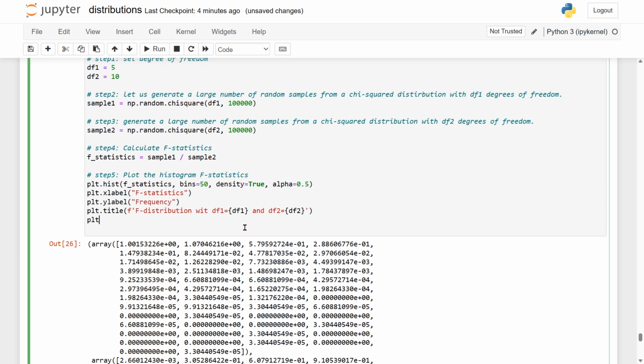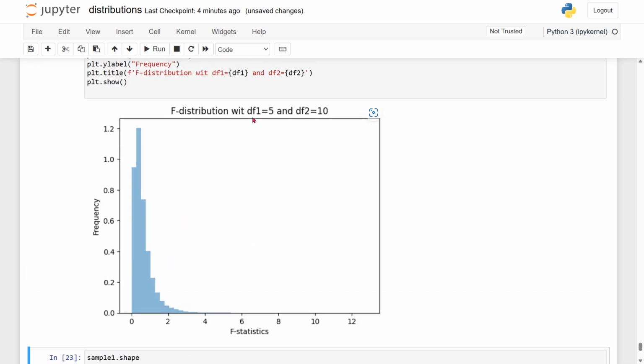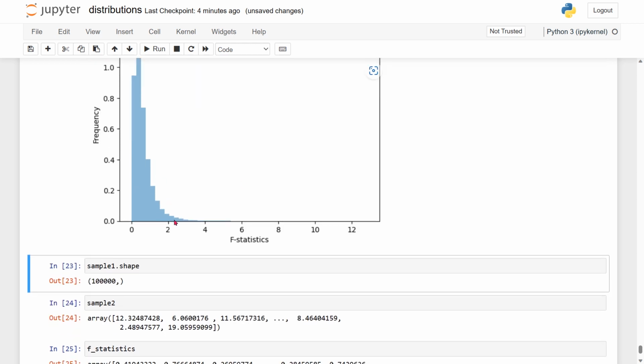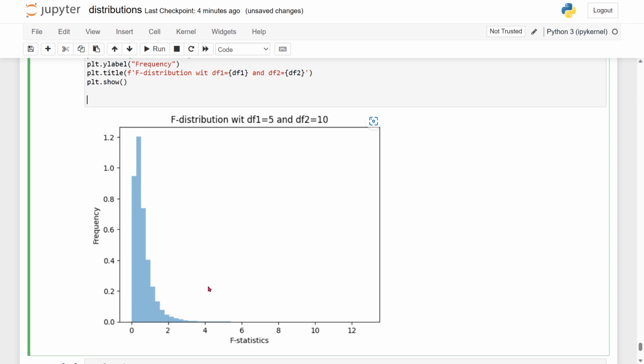So plt.show, and here is your plot. df1 is 5, df2 is 10, and here is your F distribution. Congratulations, we have made our own F distribution from first principles. So that's how it looks. It's obviously skewed towards the right, that you can see. That's how it normally works. So now let me go to step 6 and finish it.